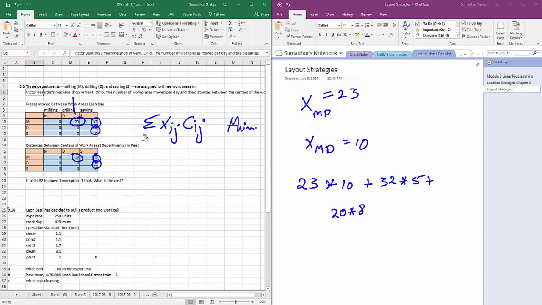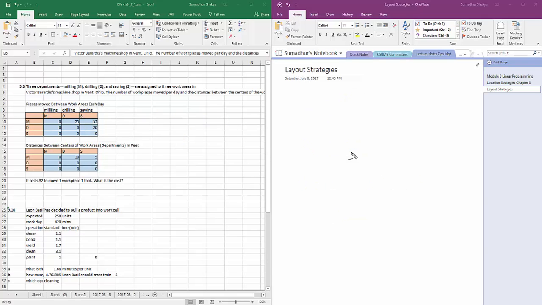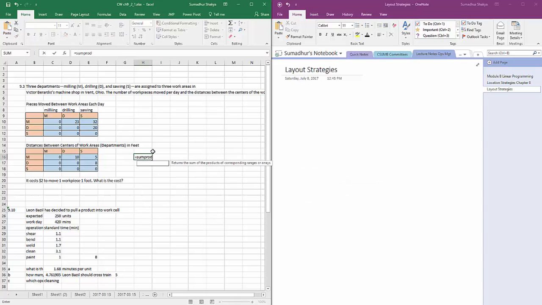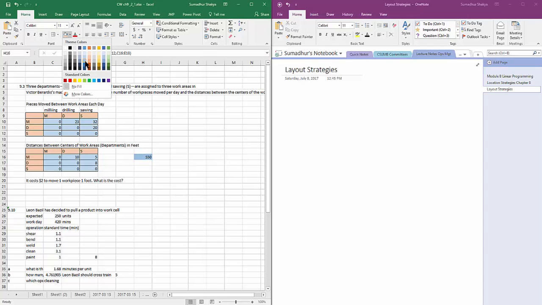Now since we have already used this concept of summation of the products, let's go ahead and use that and calculate it in a single cell. It'll be easier. Let's say sum product of the volumes times the distances. Now it is also told to us that there's a cost associated with moving one unit for one foot.